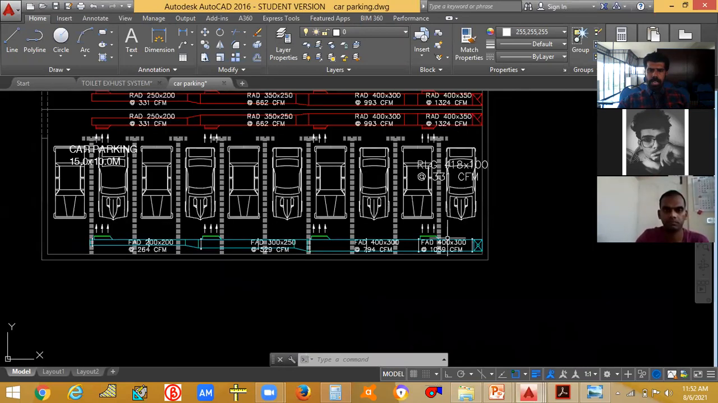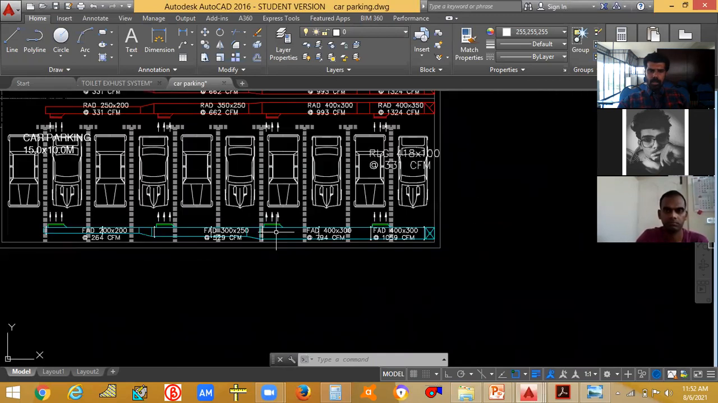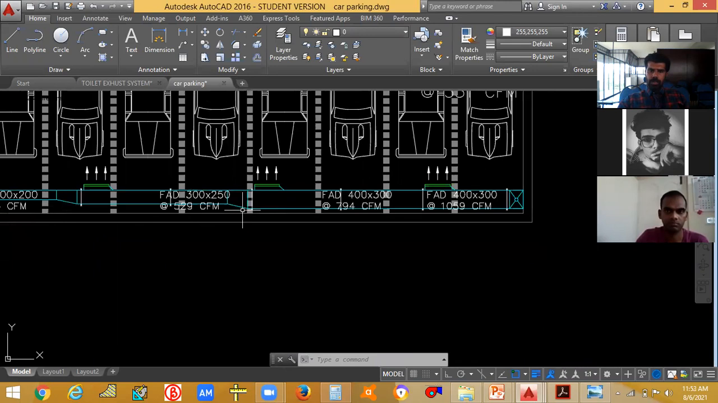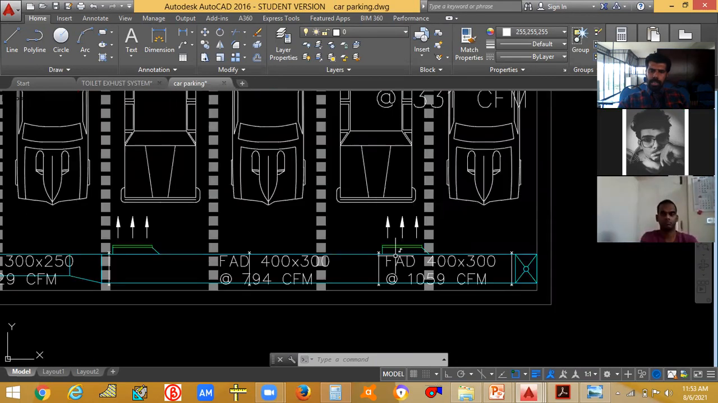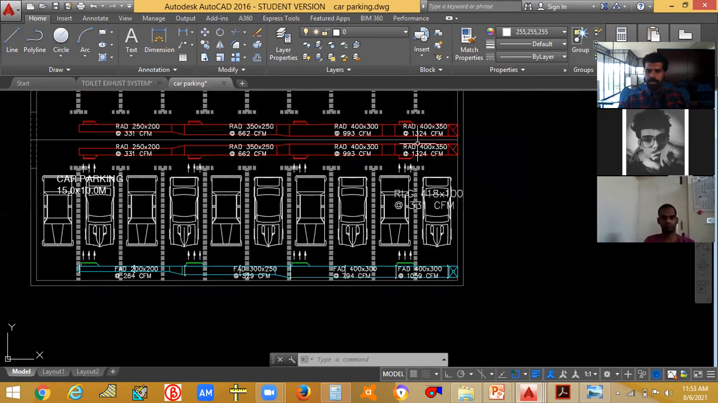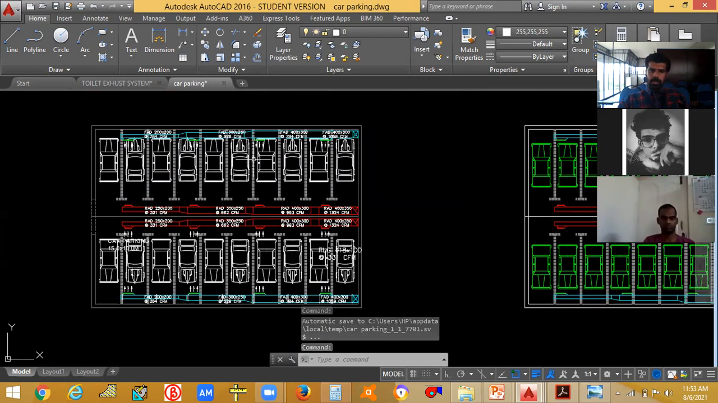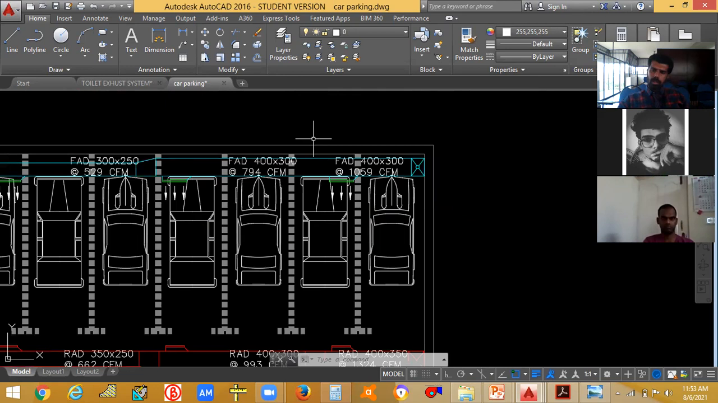Here you have to design the duct size as well as the size of the grill. You have to give exhaust as well as supply, and you can give supply as 80% of the exhaust here. If all these areas are outside areas, you can give a direct exhaust fan also. That is also not an issue.